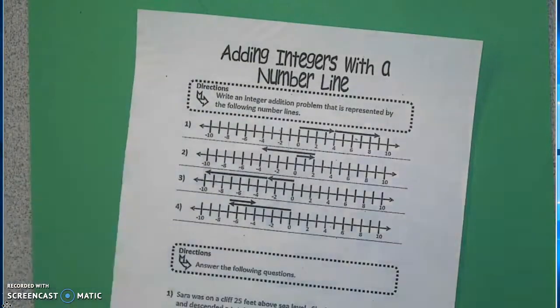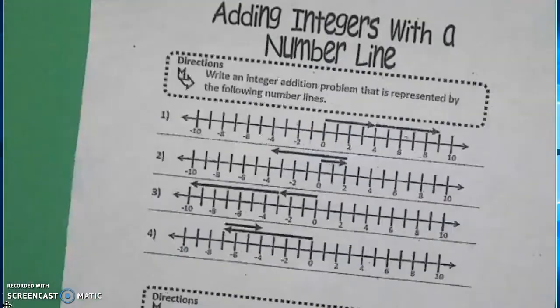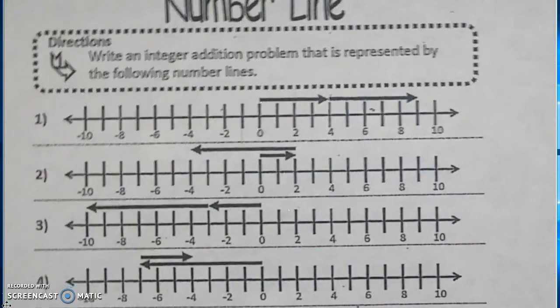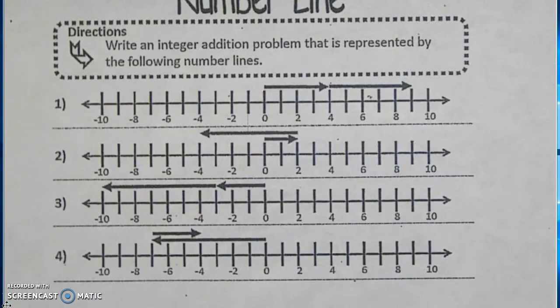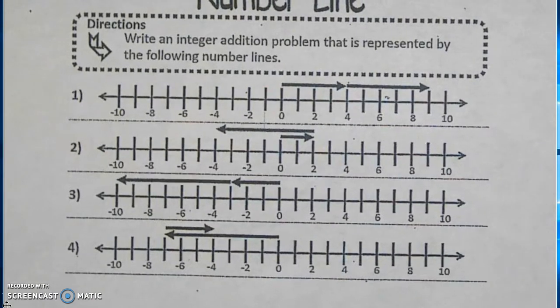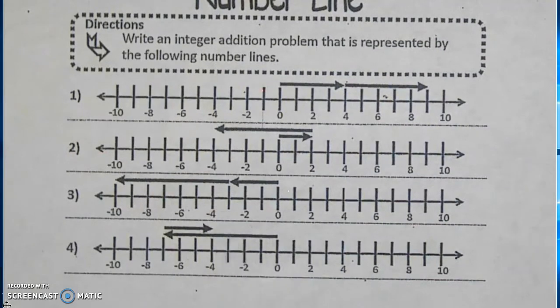So for our homework tonight, we are adding integers with a number line at the top. And if you look at the sheet, we already have the number lines given to us. All we have to do is figure out what the problem is. I am certain that you were taught that you always start at 0. So we're going to jump right in and look at number 2.